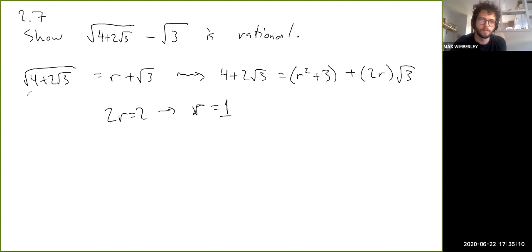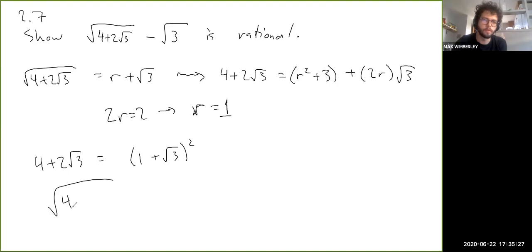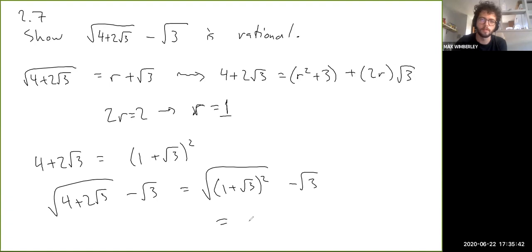To actually verify that the original thing equals 1, what you might want to notice is just that 4 plus 2 square root of 3 equals 1 plus square root of 3, squared. So the square root of 4 plus 2 square root of 3, minus square root of 3, equals the square root of 1 plus square root of 3 squared, minus square root of 3, which obviously is just 1. So it checks out.